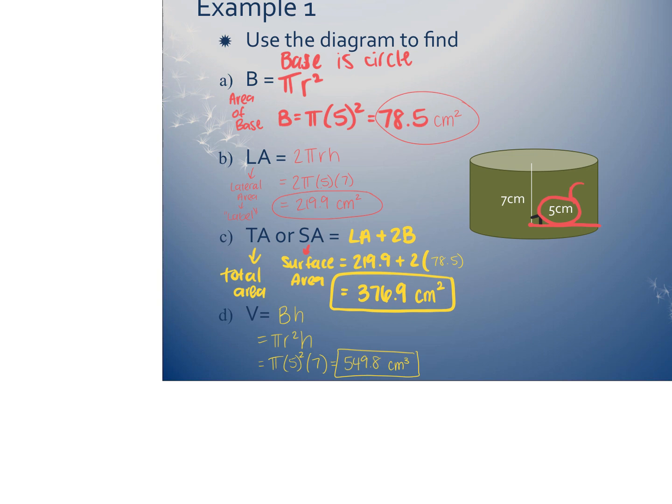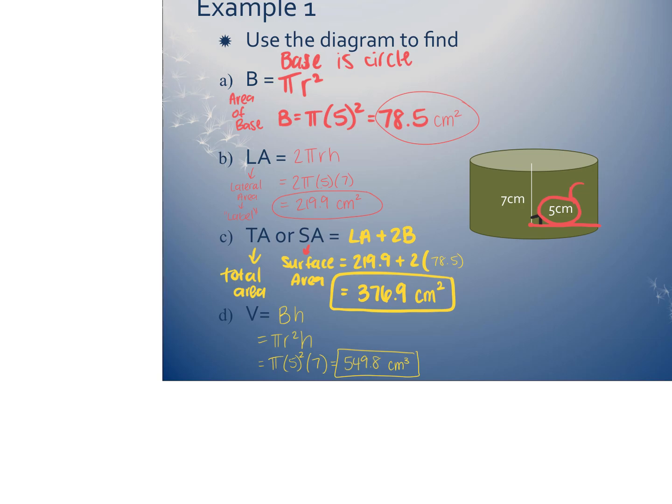Yeah. So for the last one, the volume, can't you just do 78.5 times 7? Yes. Let's do it. 78.5 times 7. 549.5, right? Yeah. So it's just slightly off. It's about 0.3 off. Okay? Correct. Go ahead, Zach.